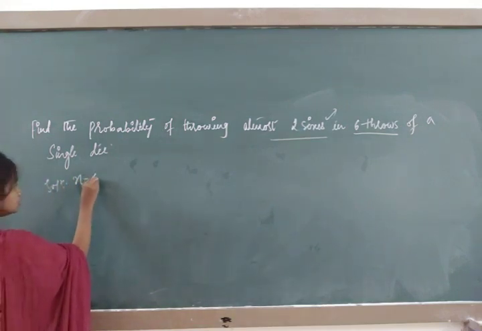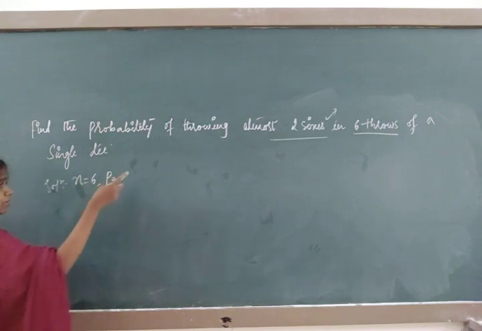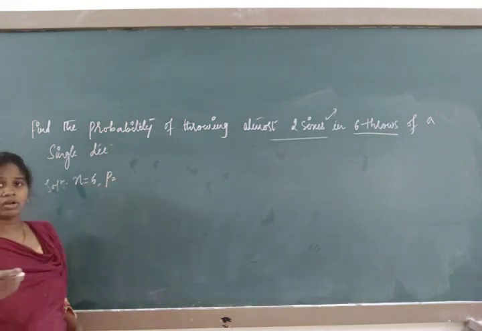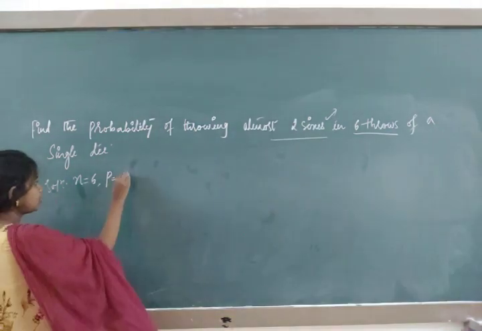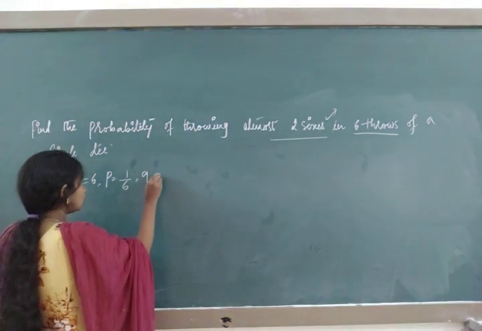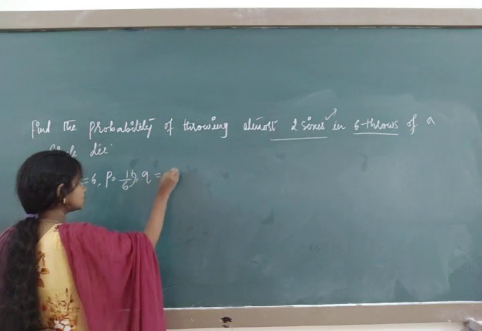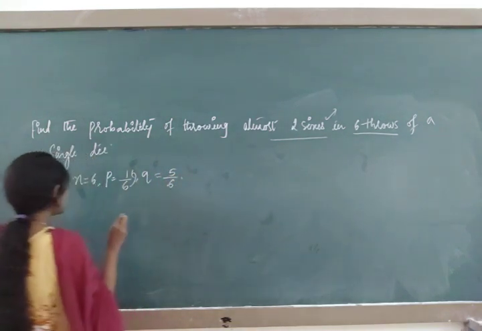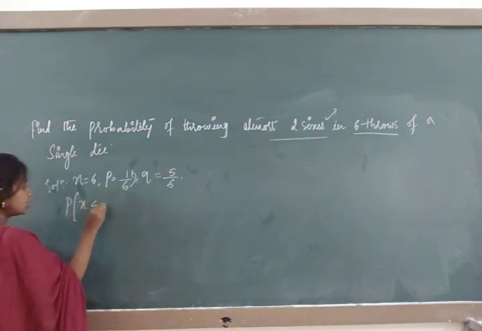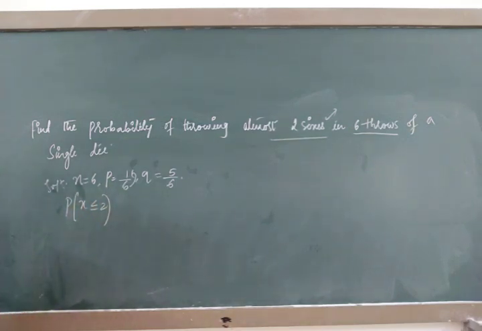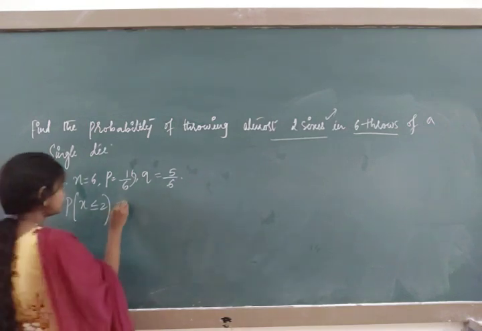N is equal to 6. P value will be, we are dealing with this 6, and on the die, how many times will 6 be written? Only one time. It's 1 upon 6. Q value will be this minus this, 6 minus 1, it's 5, 5 upon 6. P of at most 2 sixes means x less than or equal to 2. 2 you have to take, 1 you have to take, 0 you have to take.